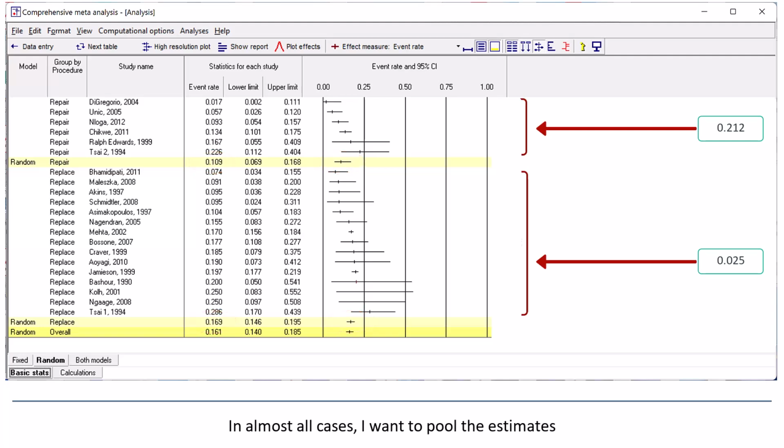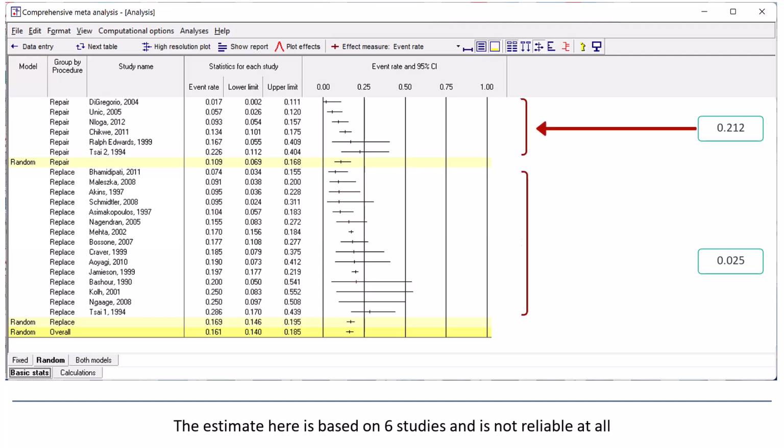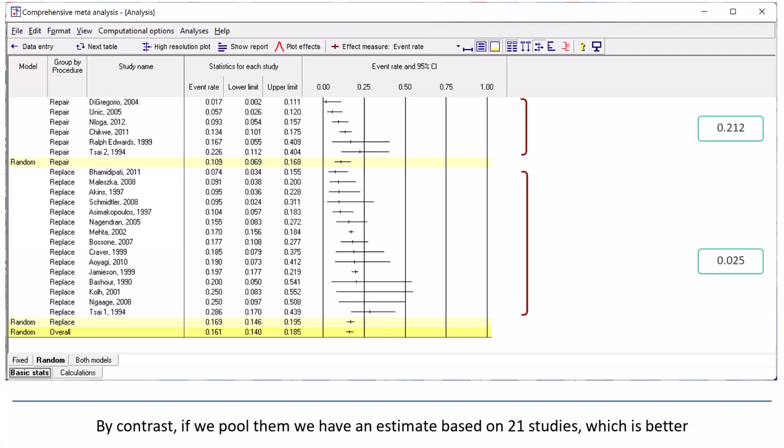In almost all cases, I want to pool the estimates. Why do I choose to pool the estimates? The reason is that an estimate of tau squared based on a small number of studies is not reliable. The estimate here is based on 6 studies and is not reliable at all. The estimate here is based on 15 studies and is not very reliable. So if we used the two estimates without pooling, these estimates would be relatively poor. By contrast, if we pool them, we have an estimate based on 21 studies, which is better.